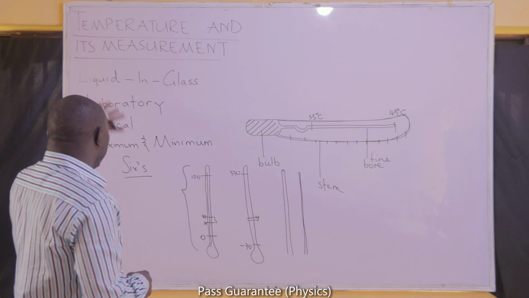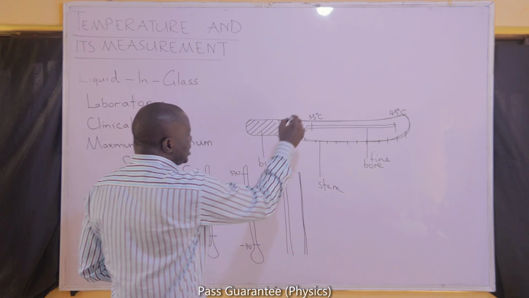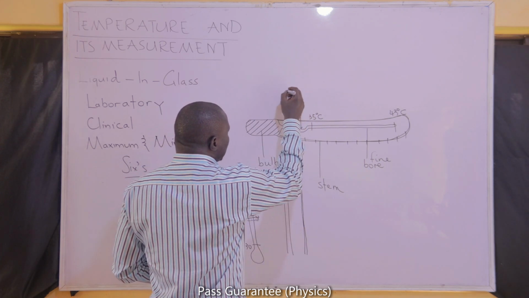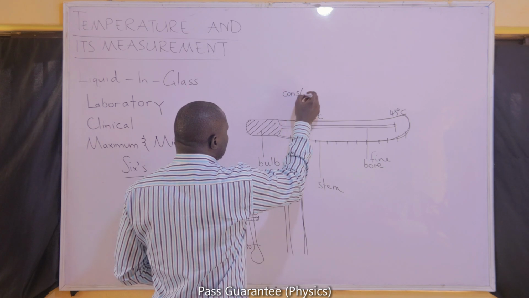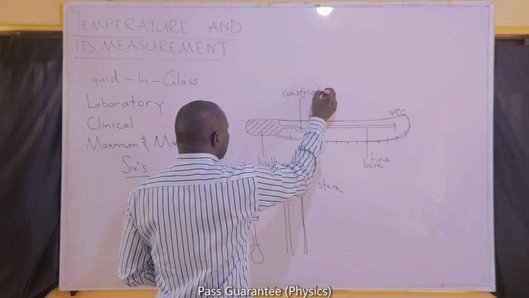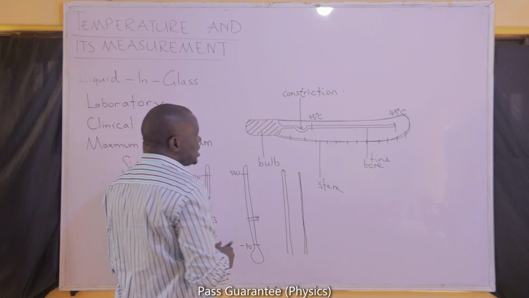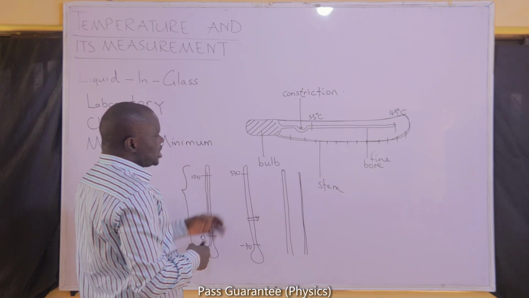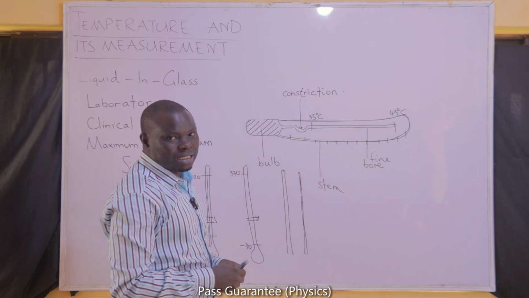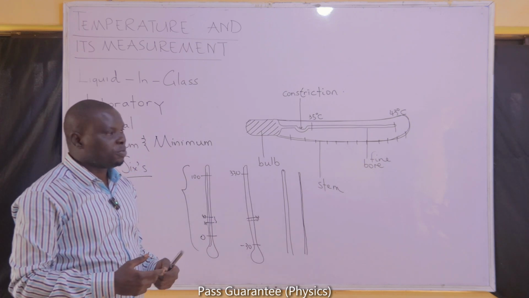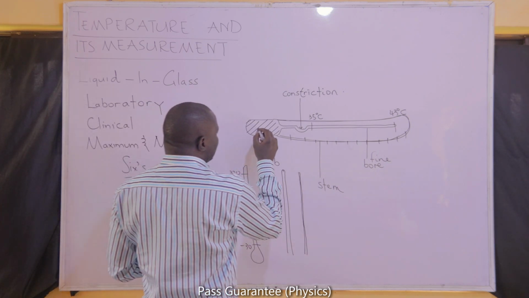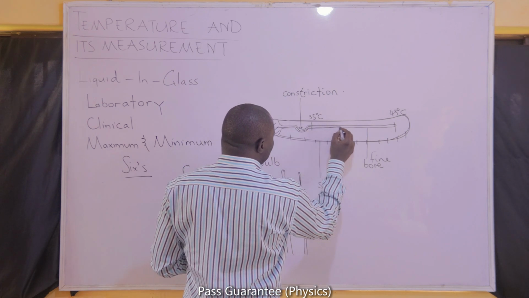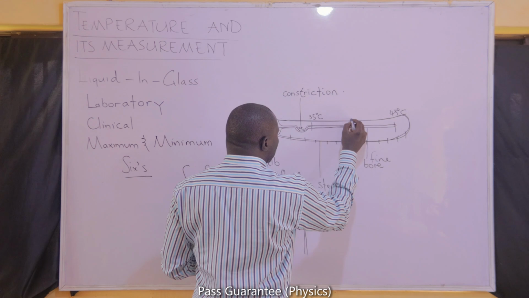Now, another feature that we have here, which is one thing that completely sets the clinical thermometer apart from every other liquid in glass thermometer, is this constriction along this narrow bore. There's a constriction along this bore. Why do we need it? When this liquid in glass thermometer is put around the body of a patient, we expect that the mercury will expand past this constriction and get to a point where it is going to indicate the body temperature.